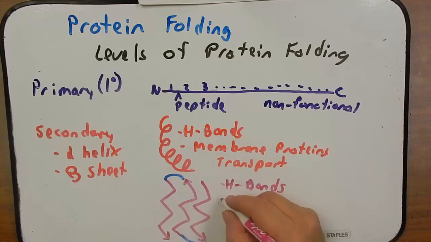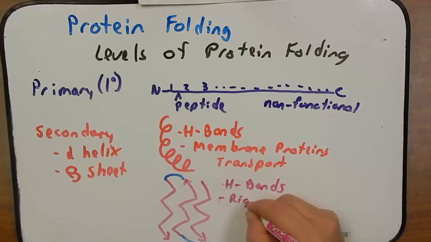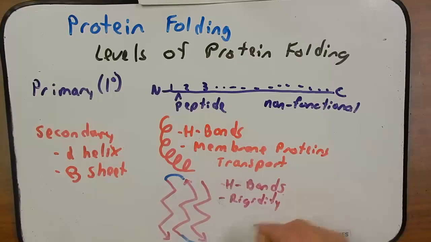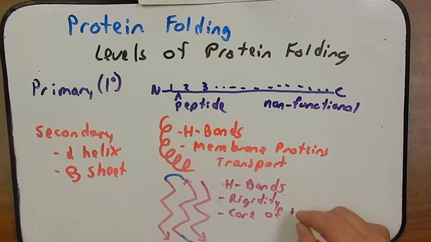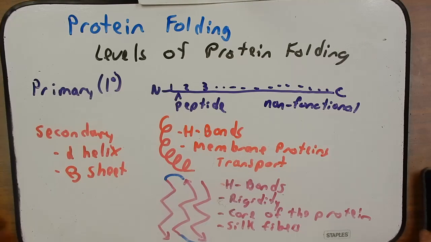And what they do is they add a lot of rigidity for the entire protein, or at least for that part of the protein. They also often form the core of the protein. They're very stable units. If you think about silk fibers, they get their really unique tensile strength because of beta pleated sheets like this. I'm going to erase this now so we can talk about the next level of protein structure.